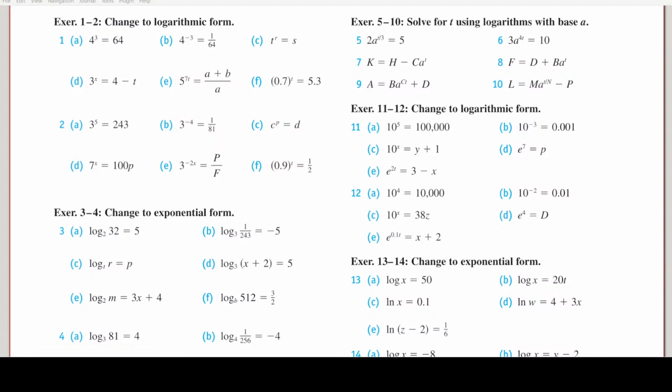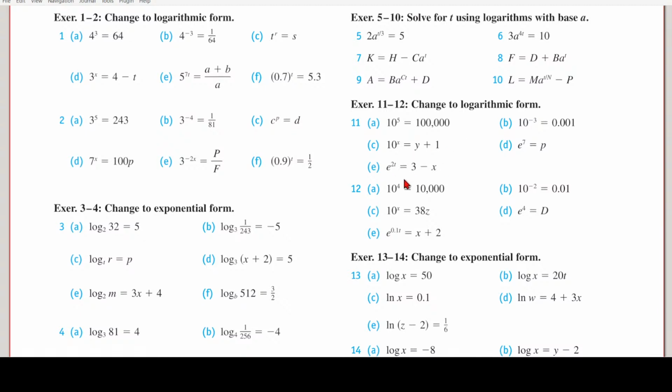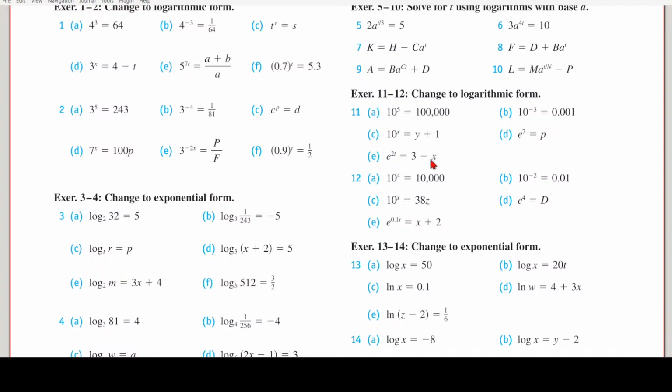T equals n log L plus P by MA, M to the base A, right? Very good. This one, change to logarithmic form. You'll do 11e, I'll do so. Basically, you have to remove the power. That's it.